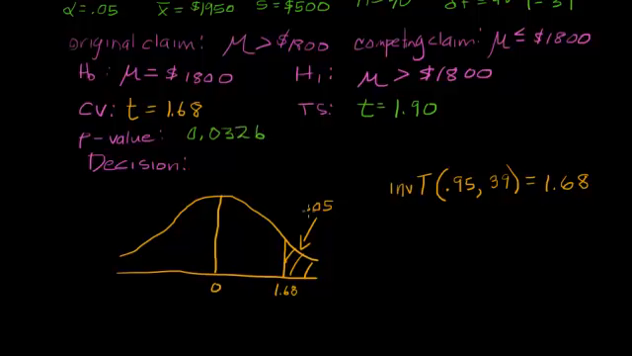Alright, where would 1.9 be? Somewhere here. So we can see the p-value going out the tail right here. And based on our traditional method, the test statistic does fall in the critical region, which tells us to reject the null hypothesis. Also, our p-value 0.0326 is less than alpha 0.05. So they agree as they should, and we reject the null hypothesis.